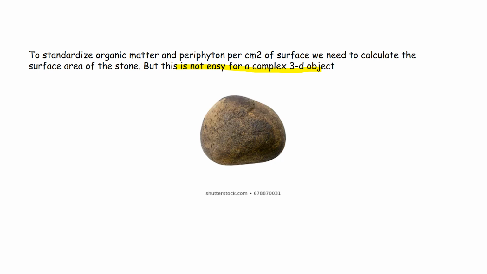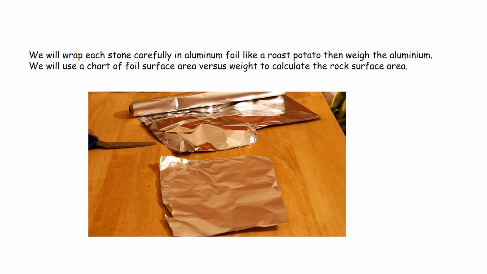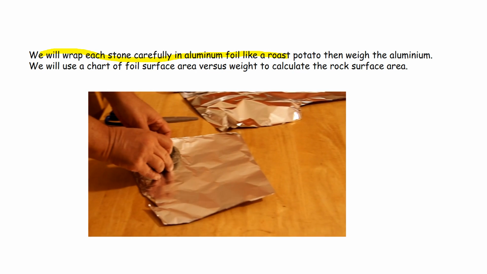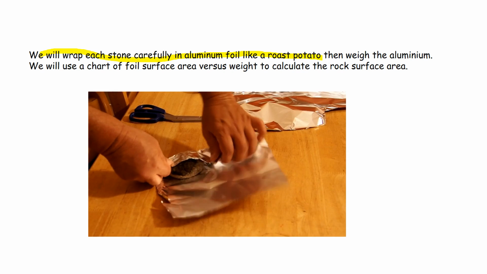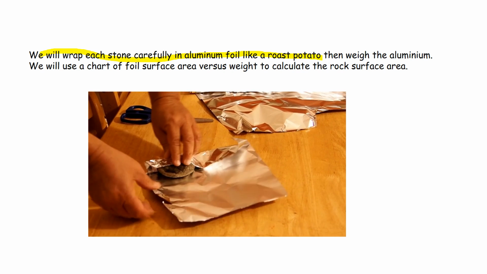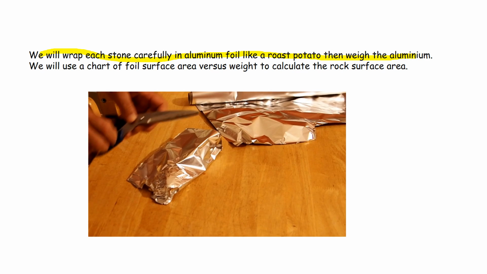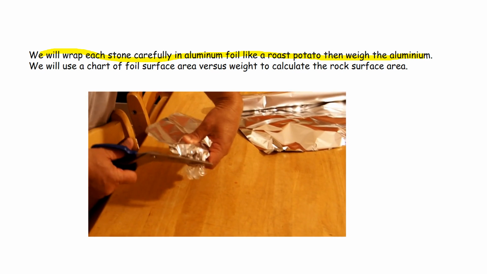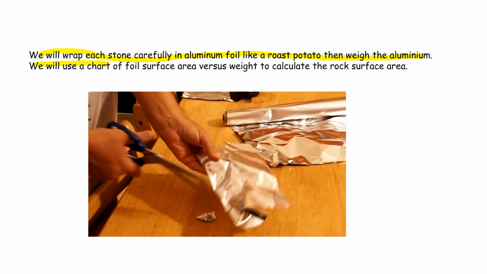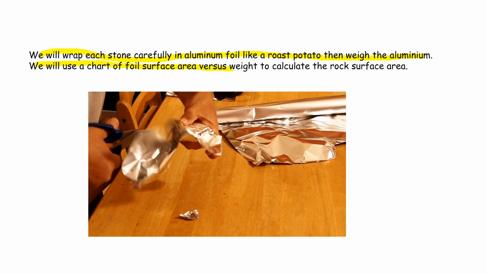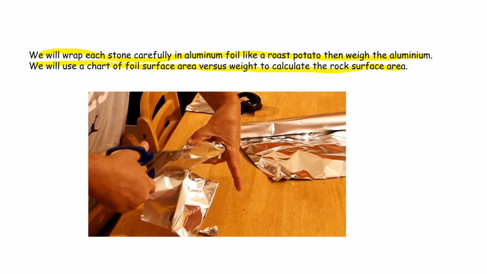Well, we have to use a bit of high-tech science here. We will wrap each stone carefully in aluminium foil, just like a roast potato, covering exactly the size of the stone, then weigh the aluminium. We're going to use a chart we've calculated before of foil surface area versus weight to calculate the rock surface area.